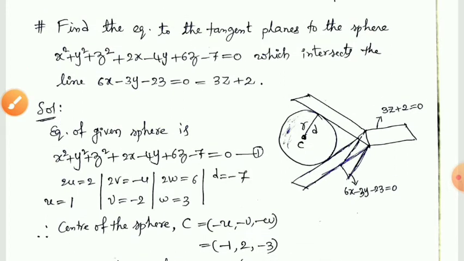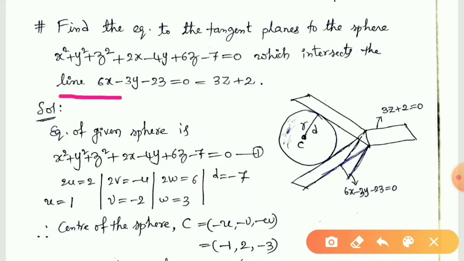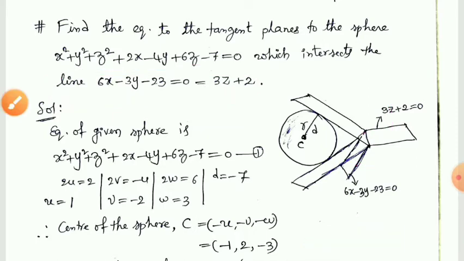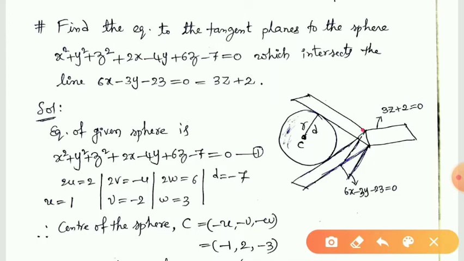So here what we have to find? We have to find the equation of a plane passing through this line. For example, in this diagram, this is a plane and this is another plane as shown in the figure. So their intersecting line is this, and it is represented by this equation.